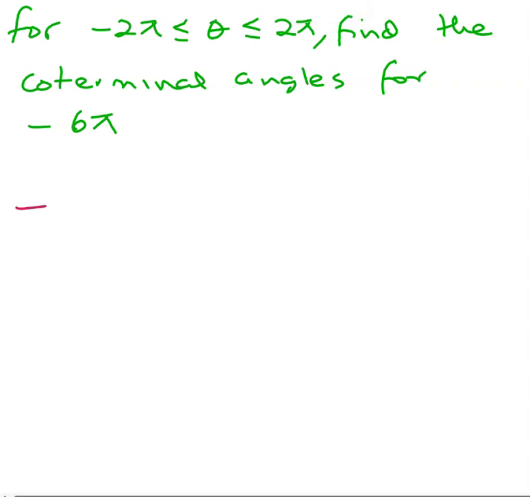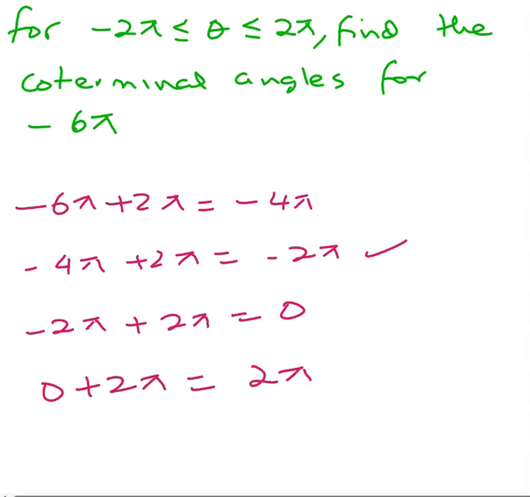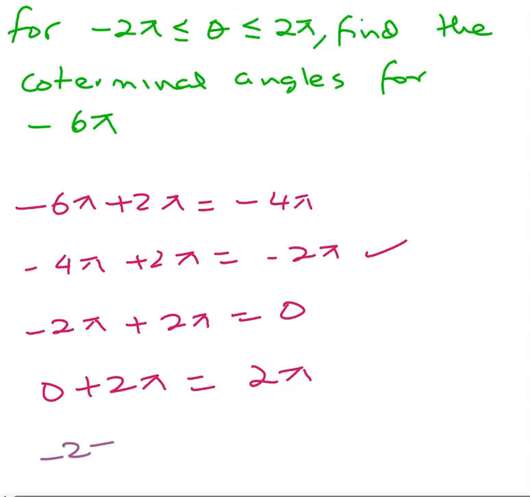So this is going to be -6 pi plus 2 pi, which gives us -4 pi. -4 pi plus 2 pi is going to be -2 pi. That's a good value. -2 pi plus 2 pi is going to give us 0, and 0 plus 2 pi is going to give us 2 pi. So we have three different coterminal angles that satisfy the region we're given: -2 pi, 0, and then 2 pi.